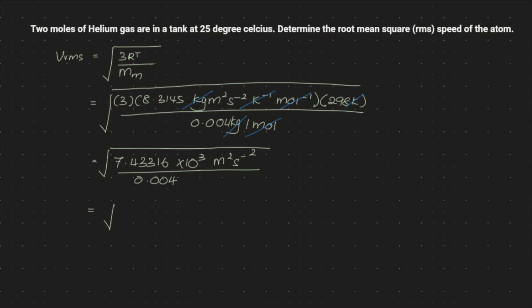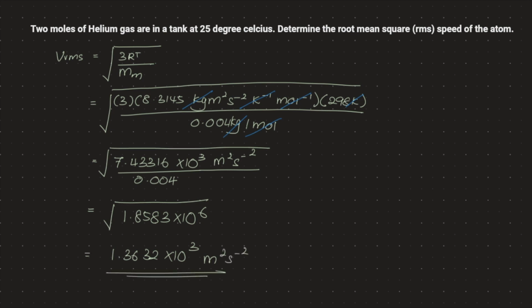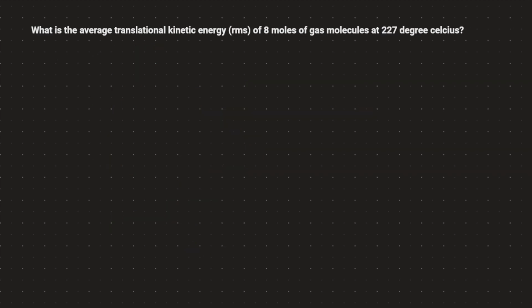This value should be 1.8583 times 10 to the power of 6. Therefore, you should get 1.3632 times 10 to the power of 3, and the unit shall be meter square per second. So this is the final answer for the 5th question. Let's move on to question number 6.